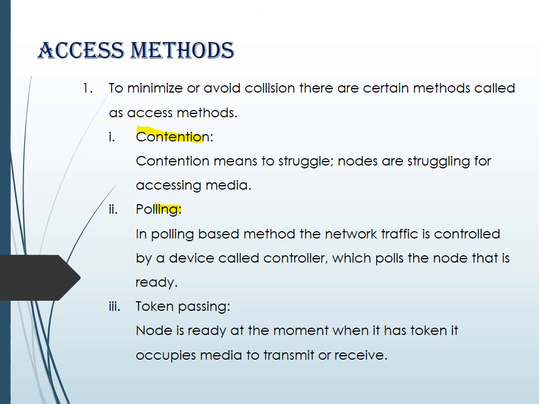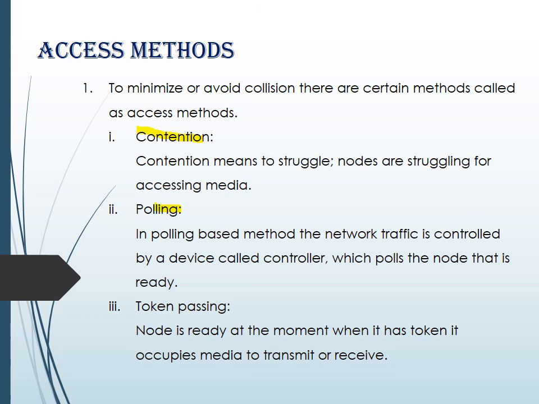So basically in this system, your master device will poll the other devices and see if any computer in the network is transmitting data or not. If nobody is transmitting data, then it will allow a computer to transmit data.